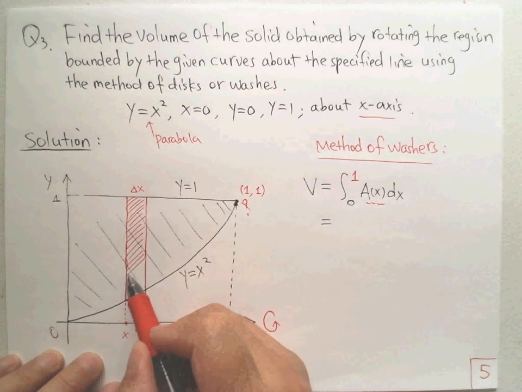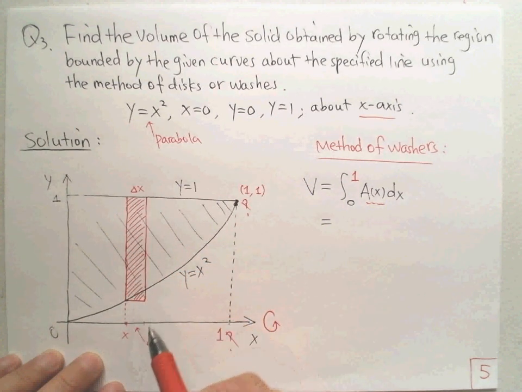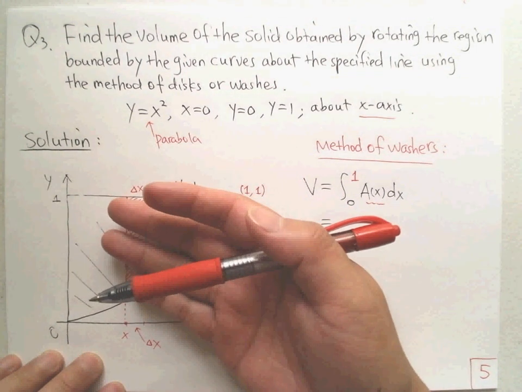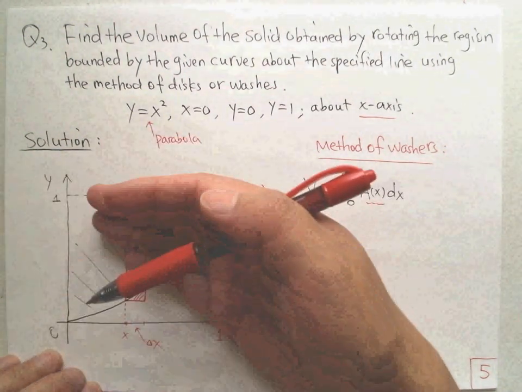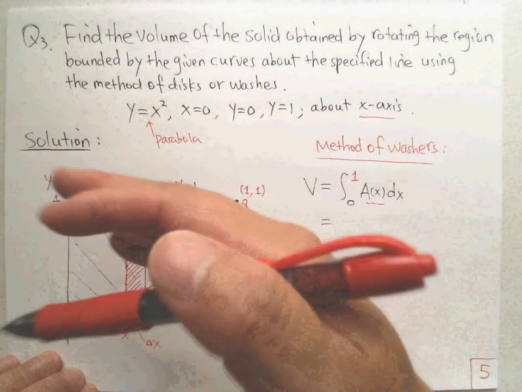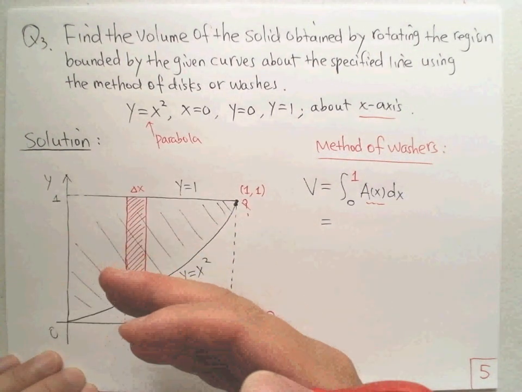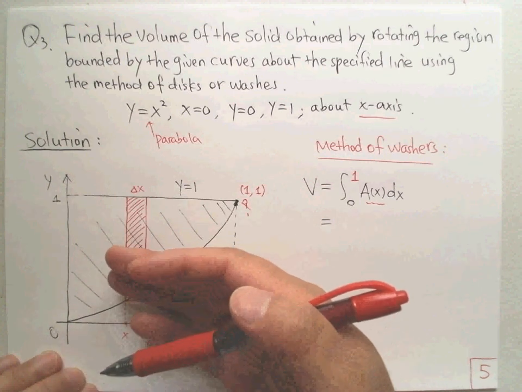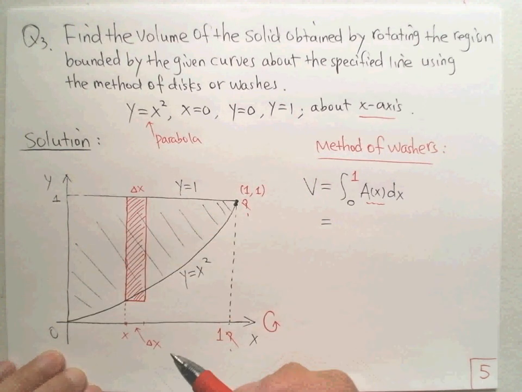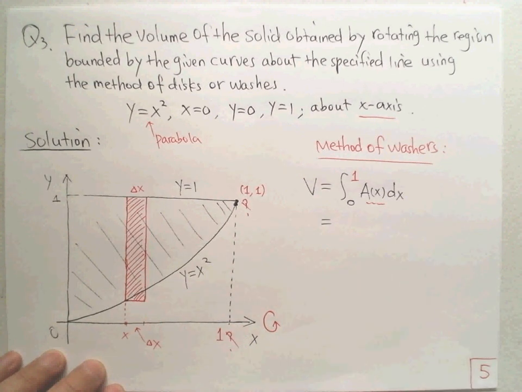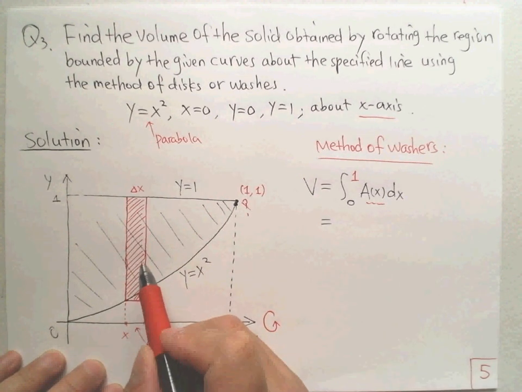So we can see this is the x. I do it this way, I highlight. Now you can think about this: this is a small part of the region, and then rotate it about the x-axis. We can find a washer. This is where the washer came up from.